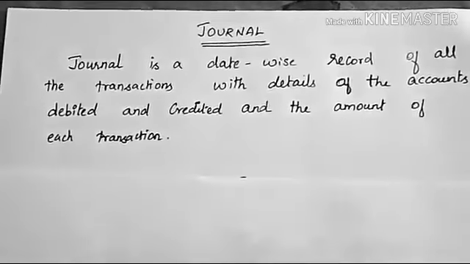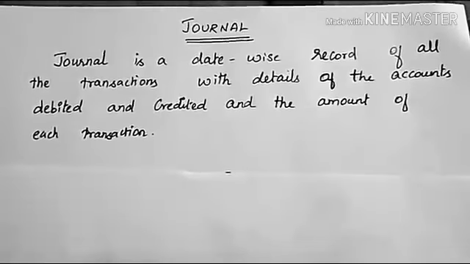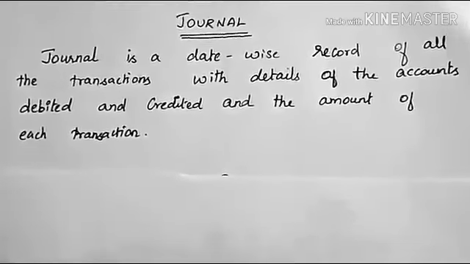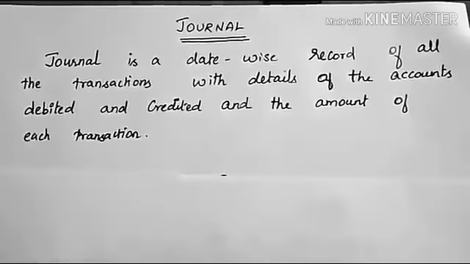Double entry system means in the journal you need to have two lines. The first line refers to debit and the second line refers to credit. In the journal, both debit and credit must be equal. This is called the double entry system.